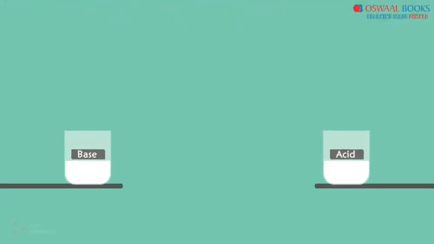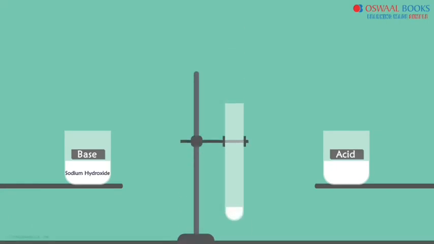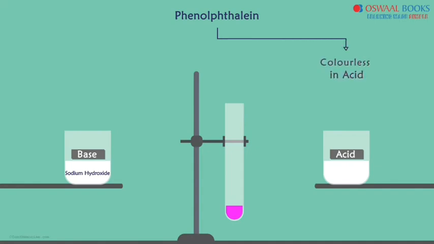To understand how acids react with bases, we take about 2 milliliters of sodium hydroxide solution in a test tube and add a couple of drops of phenolphthalein solution to it. What do you notice about the color? Yes, the color of the solution turns pink. The indicator phenolphthalein is colorless in acidic solutions but goes pink in basic solutions. As sodium hydroxide is a base, the indicator turns pink.